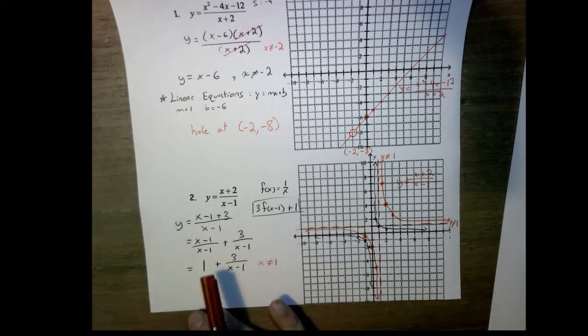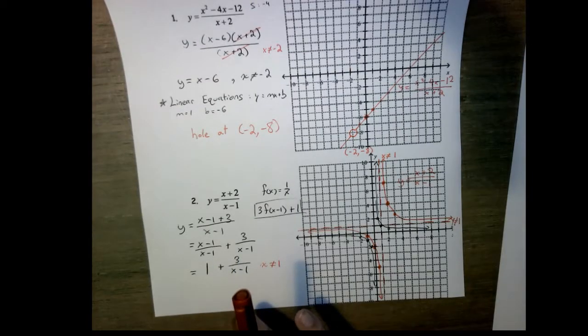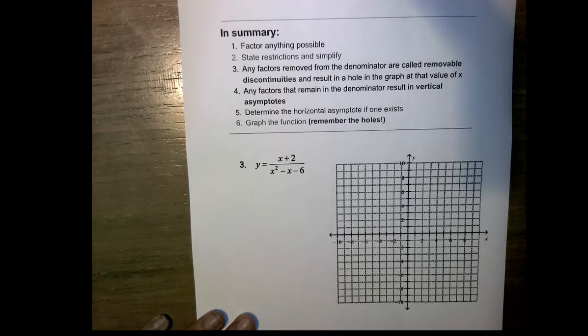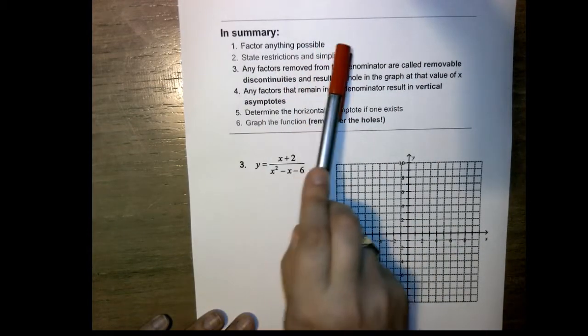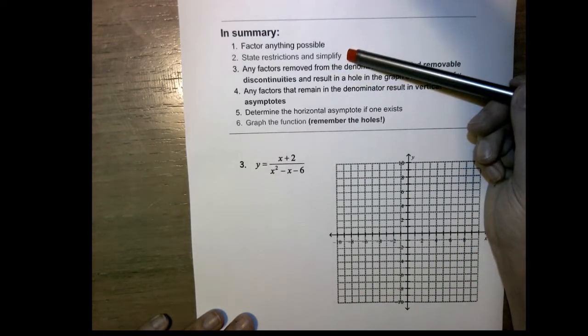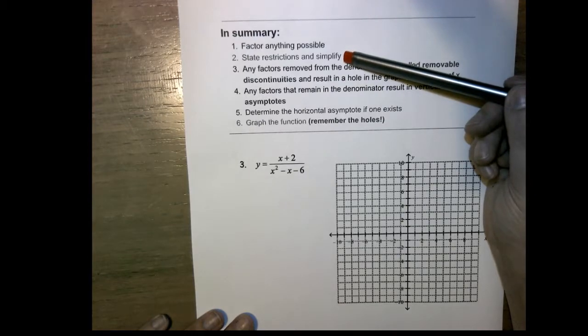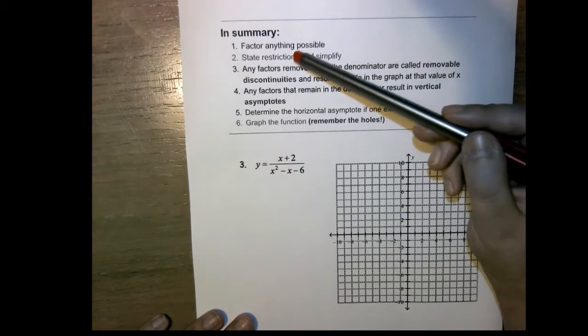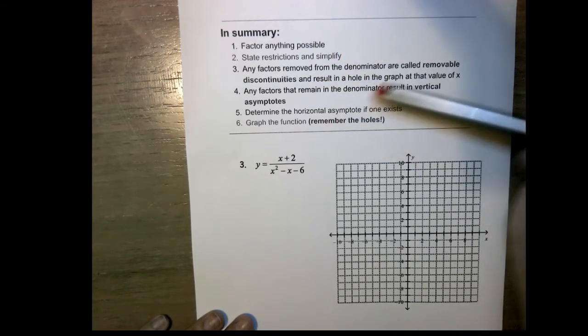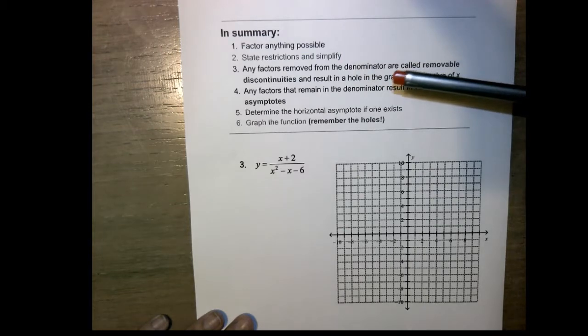So here I have a summary in the next sheet over here. We have a summary of what we need to do when we graph a rational expression. So first, we factor anything that's possible. Then we state any restrictions that apply, and then simplify, right? You don't want to forget any restrictions, so we should write down our restrictions before we simplify, just to make sure that we don't forget any possible restrictions, right?